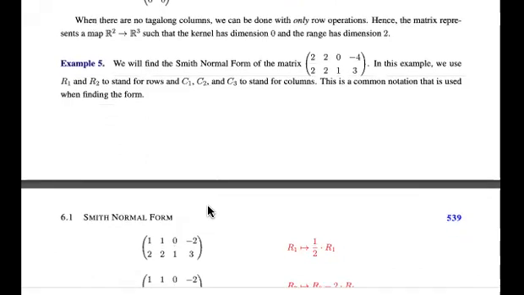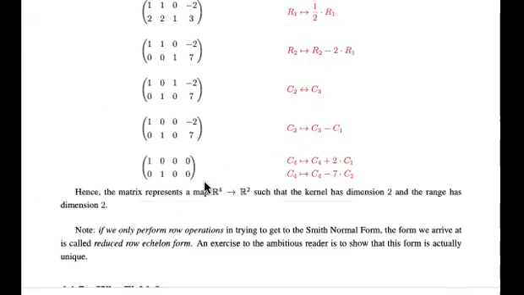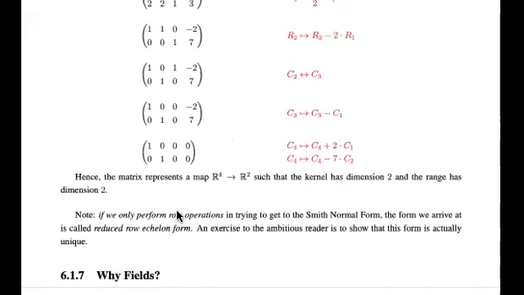And we can do a similar thing here. Here's another example. Find the Smith normal form using row and column operations. Here we end up getting something like this. Dimension of the kernel is 2, dimension of the range is 2. Okay, and we'll end that.